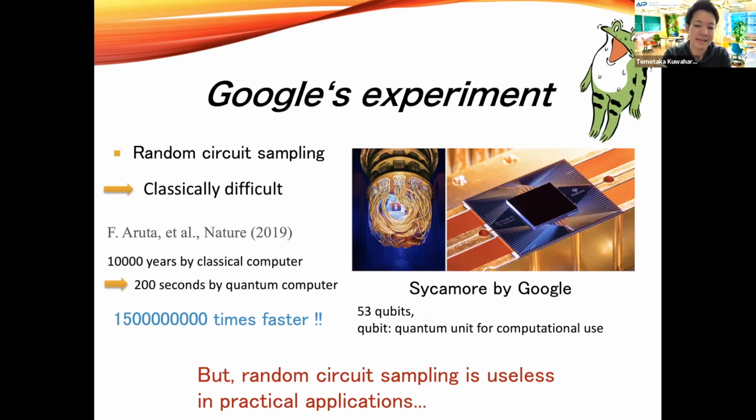That is, this is 1.5 billion times faster than the classical computer. In fact, this estimation of 10,000 years is controversial, but anyway, this is a great leap in quantum computation. I guess that you may ask, is it useful to solve random circuit sampling much faster? For this question, my answer is no. I don't know any useful practical application that uses random circuit sampling as a subroutine.